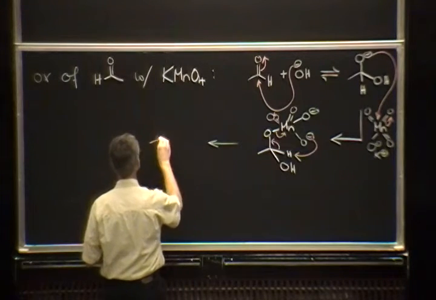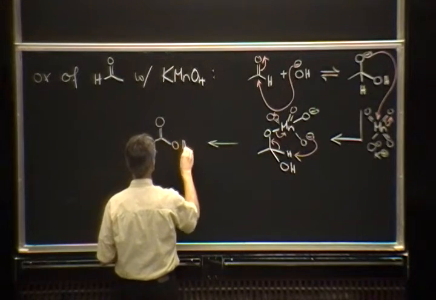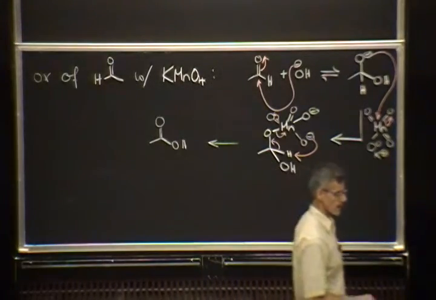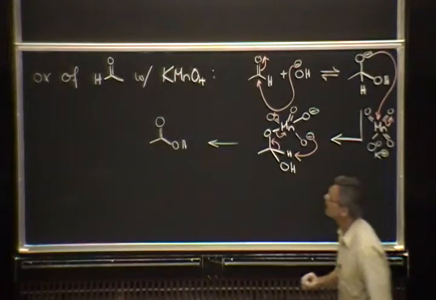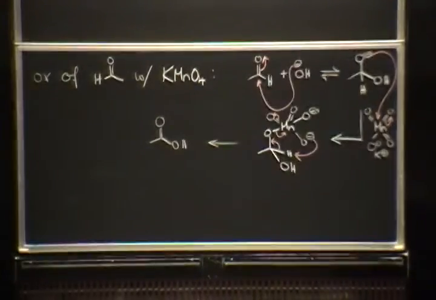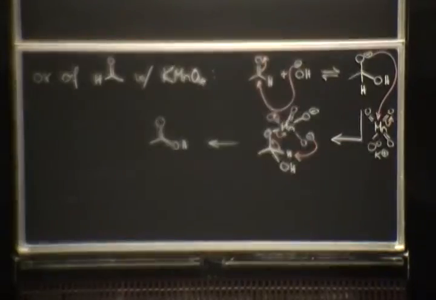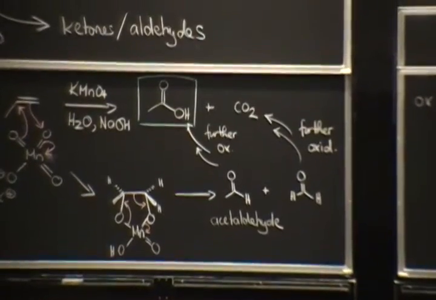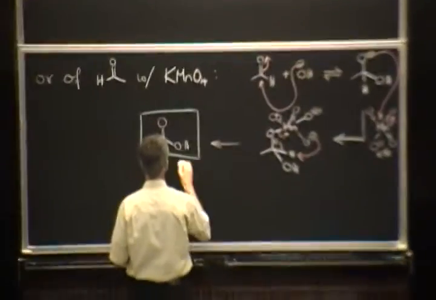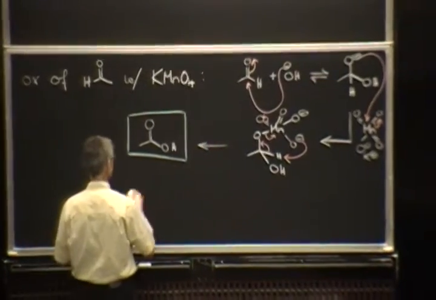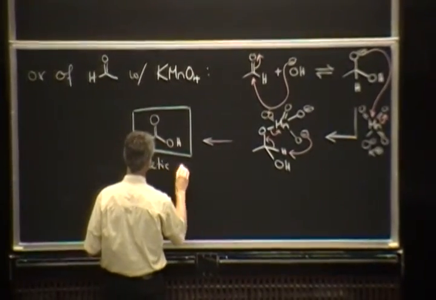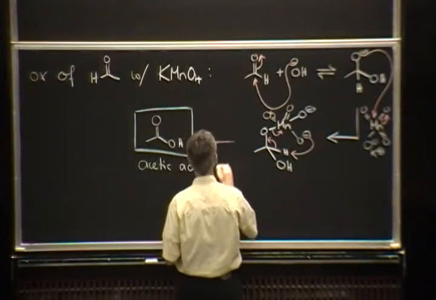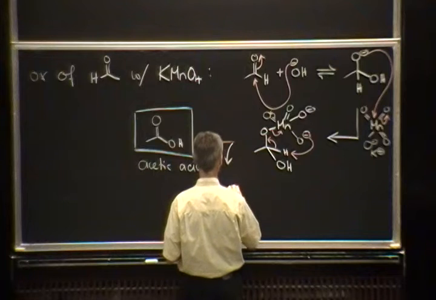So this gives us acetic acid, which is our product. Put up on the original reaction sequence here. So here we end up with acetic acid. And also, of course, we get a manganese salt side product.